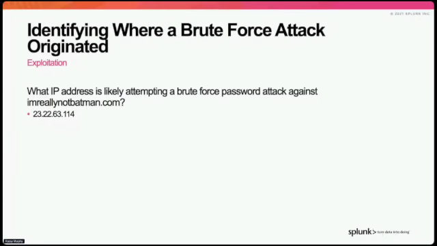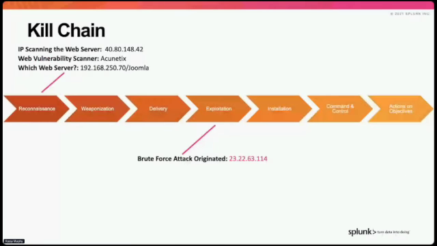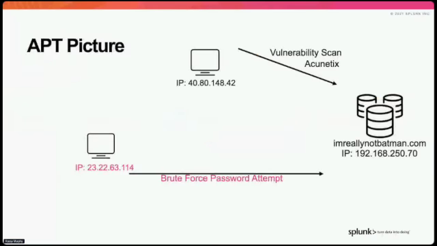So what IP address is likely attempting a brute force password attack? It's going to be the 23. IP address. And like I mentioned, we are in the exploitation phase of the kill chain now. So we will put that brute force attack originated under exploitation, and we are going to add it to our threat picture here as well. So we have the IP address and that host that is performing the attack. That is over on the left.